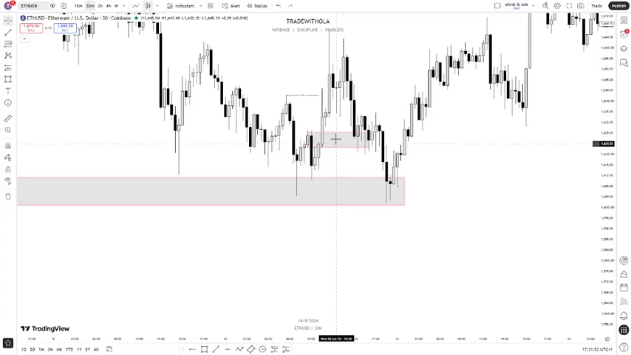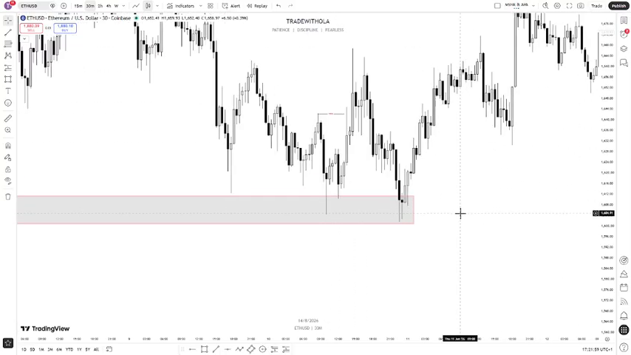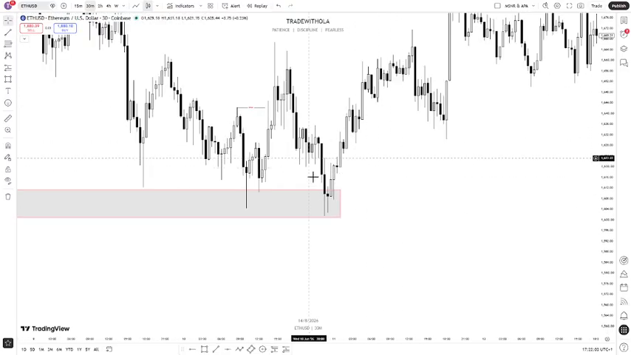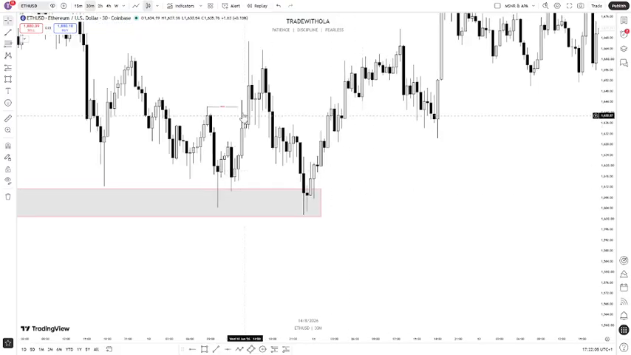So I could have used this breaker block here as my entry, and I would have been stopped out because my inducement is not correct. The inducement is not valid. So I wait again, and then you can see price taps the zone again, gave us what?